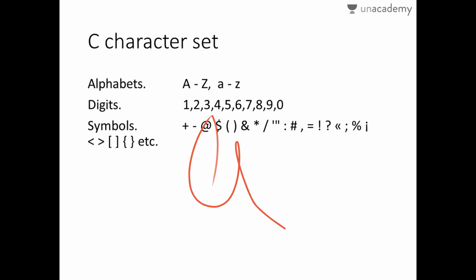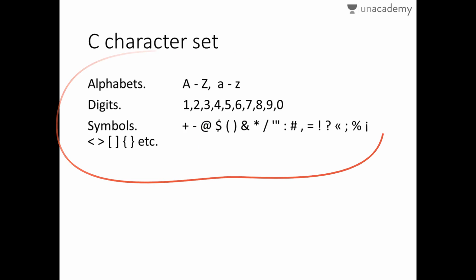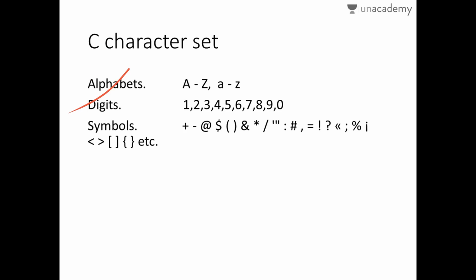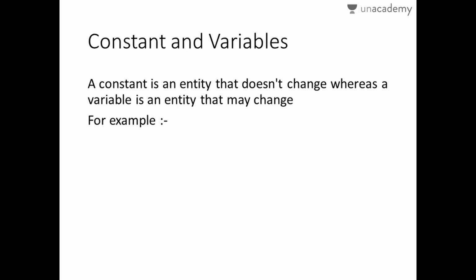So now till here we know about the character set of C. These are the character set of C, means with the help of these three things we are going to write a program. I hope you are all aware of alphabets, digits, and symbols. Now we are going to know what are constants and variables.